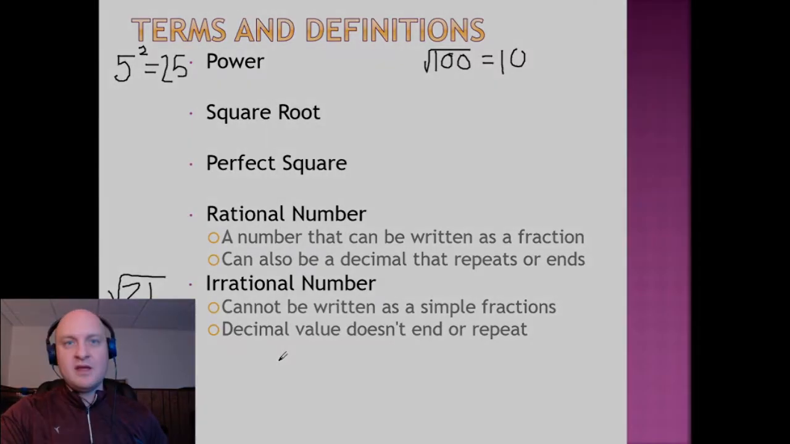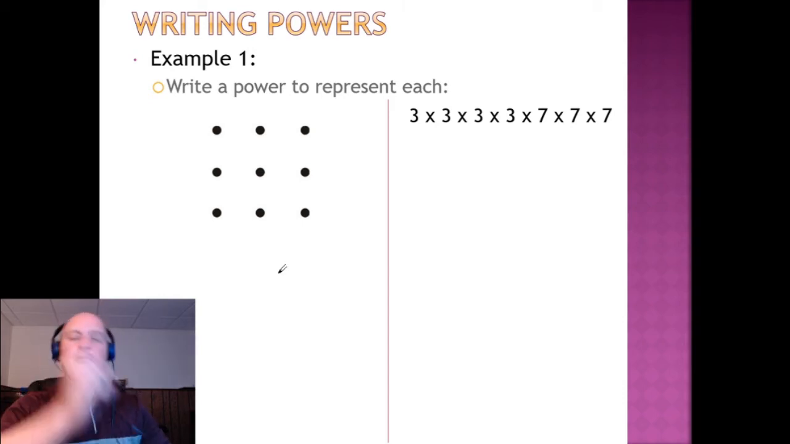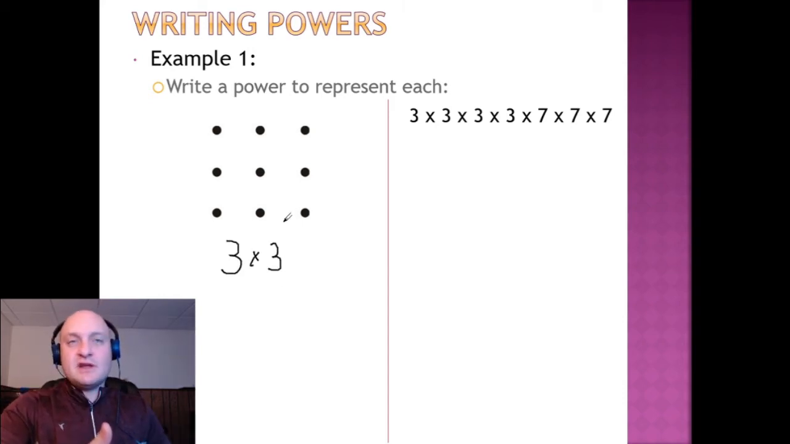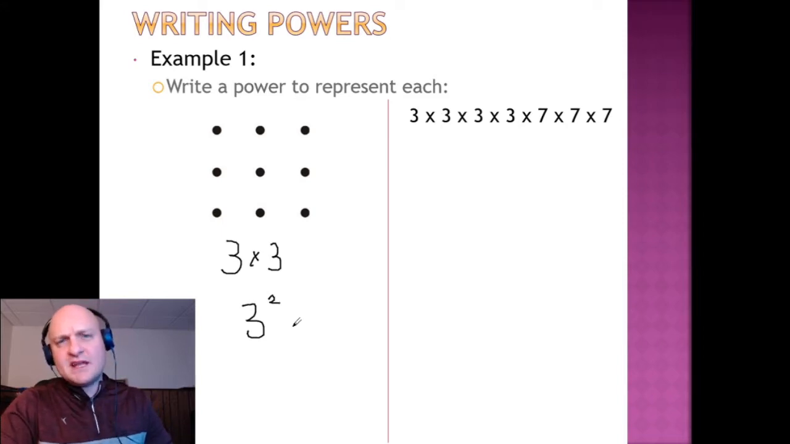Now, when it comes to writing powers, you want to use the information you're given to create an expression that has a little power on it. Here we'll write 3 times 3 because it has a length and width of 3. And that's 9, sure, but if I'm writing a power, I just want to write it as 3 squared. I don't necessarily need the final answer. I know it's 9 because there's 9 dots there. But I'm representing it as 3 squared since that's what we're doing with the powers.